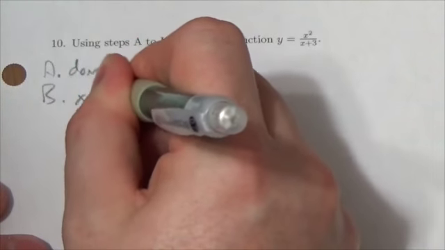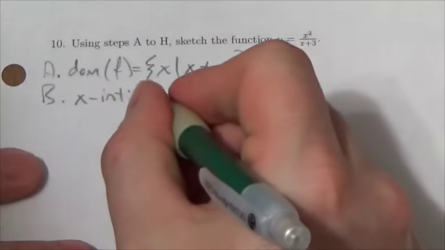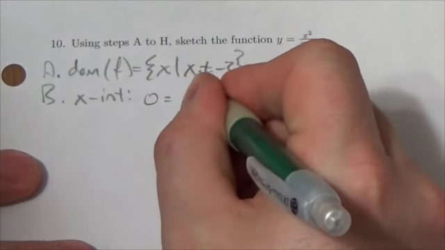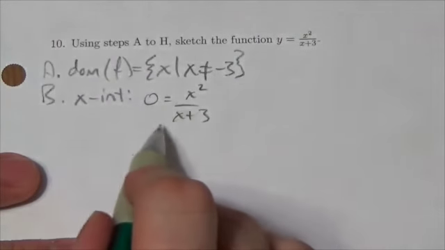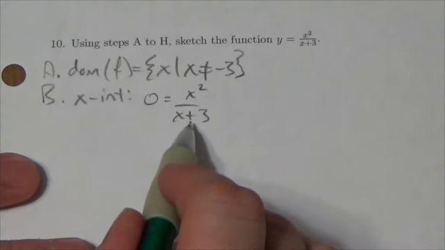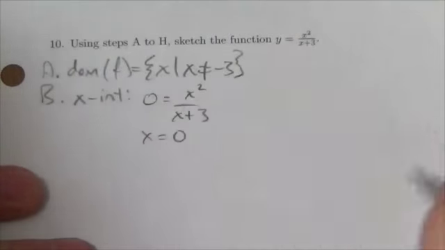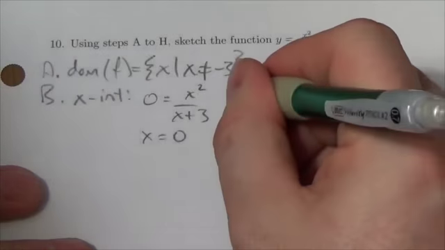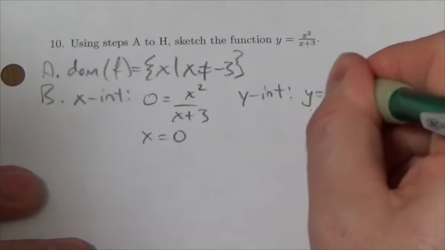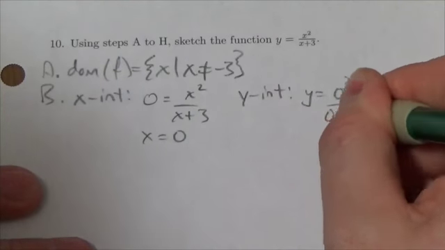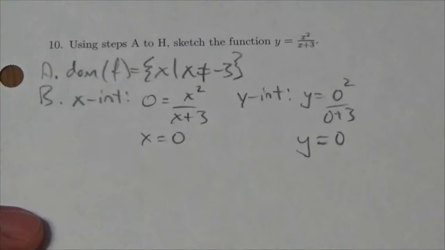Now let's find the x-intercept first, because that's the hard one. That is going to be where the y-coordinate of the point is equal to 0. So 0 is equal to x squared over x plus 3. Well, the denominator has no impact on that whatsoever, so you bring that up here, and that is going to be x equals 0. If you want to find the y-intercept, we're simply going to let the x equal 0, so y is equal to 0 squared over 0 plus 3, y equals 0. So really the issue here is the origin. Okay?